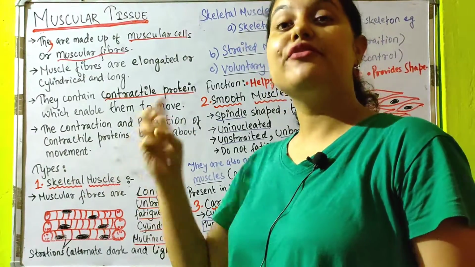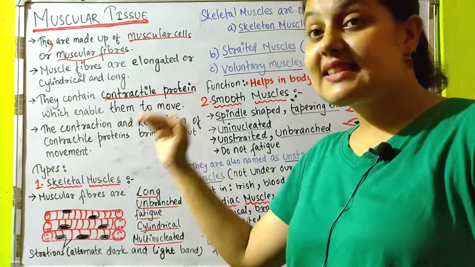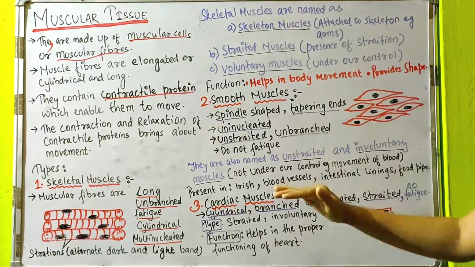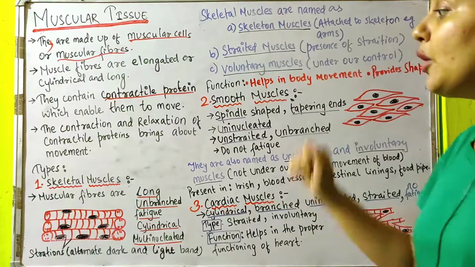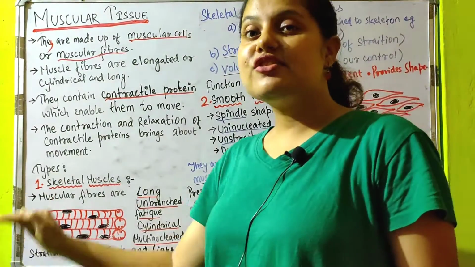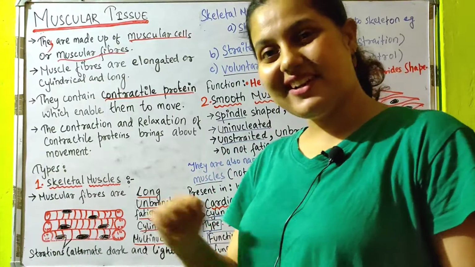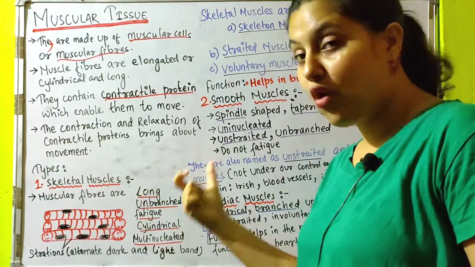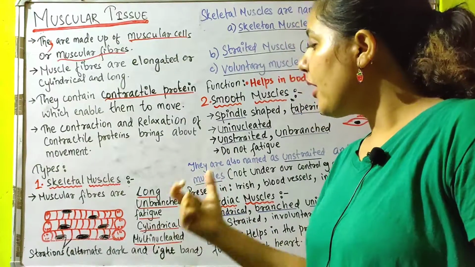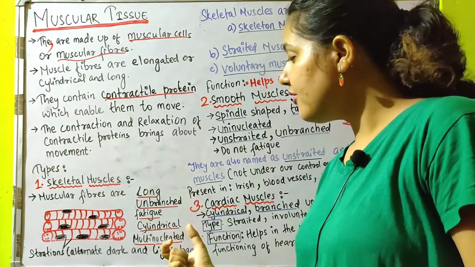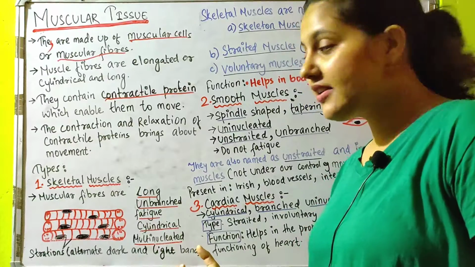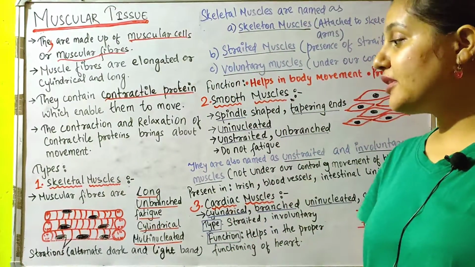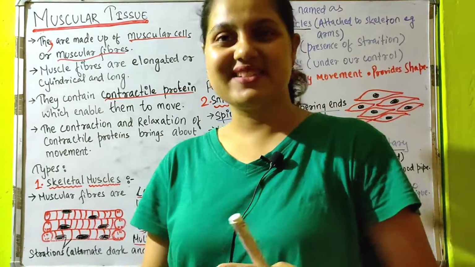Muscular tissue is of three types. First is skeletal muscles, second is smooth muscles, and third is cardiac muscles. We will be studying each of the muscles one after another. Skeletal muscles are long, unbranched, they fatigue, they are cylindrical, multinucleated, and have striations. Now I'll be explaining one by one what all these terms mean.